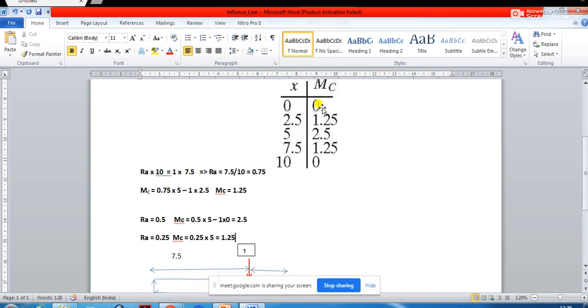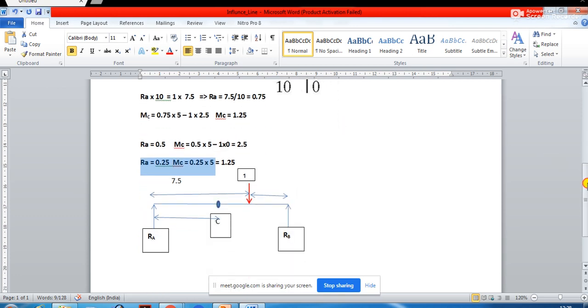And you see, that's what we are getting. We have got a positive value of 0 earlier, and then it is 1.25 at 2.5 meter. Then at 5 meter we have found 2.5. Then at 7.5 meter we have found how much? At 7.5 meter we have found 1.25.